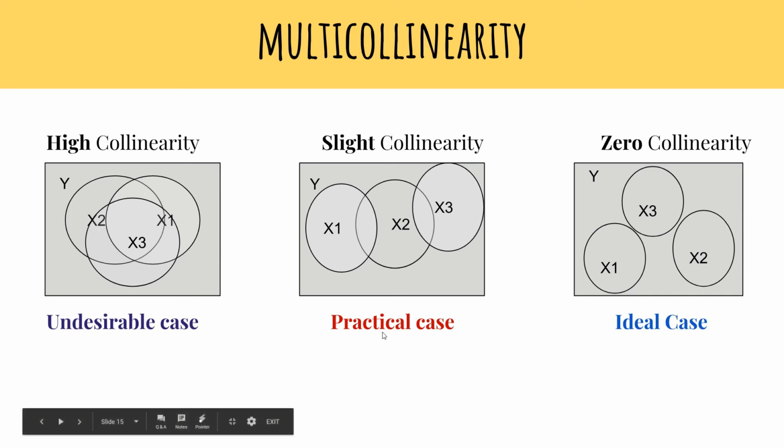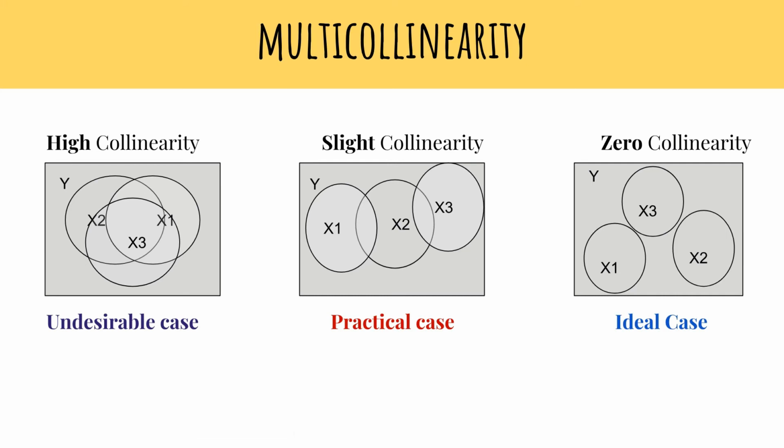Then we come to the practical case, the case which we are most likely to find in most of our data sets which we get to analyze in real life. So these data sets are going to have slight collinearity, like there is going to be some values or some linear relationship between these independent variables. They are going to harm our model a little, but not so much.